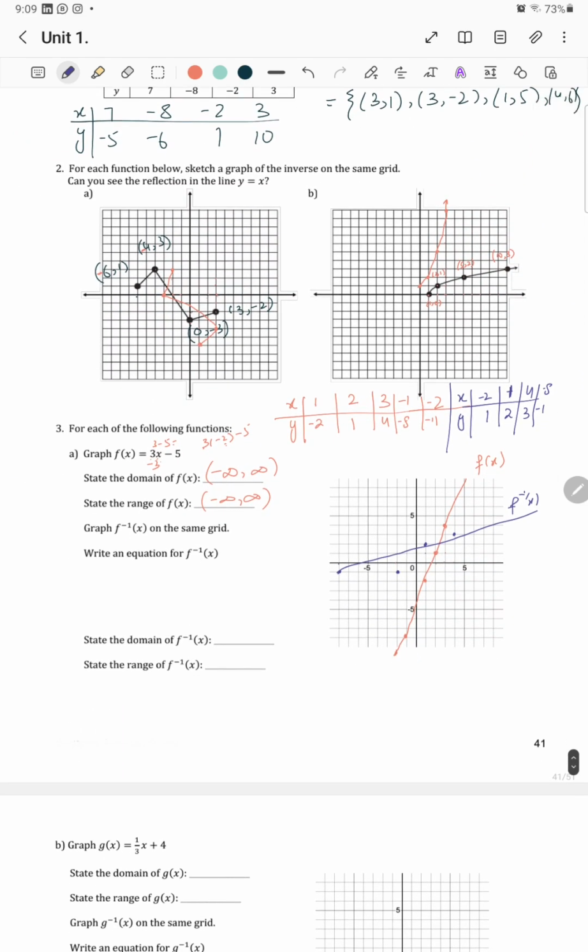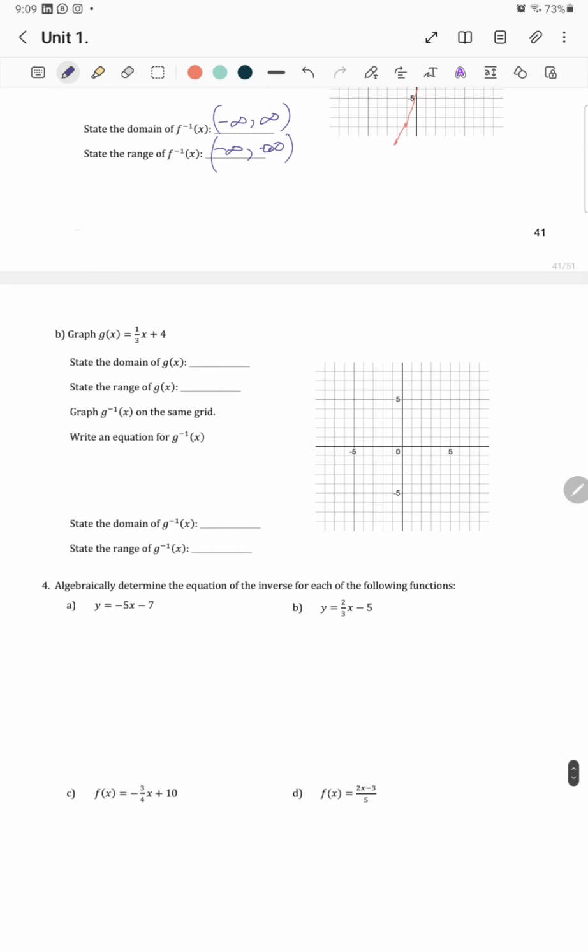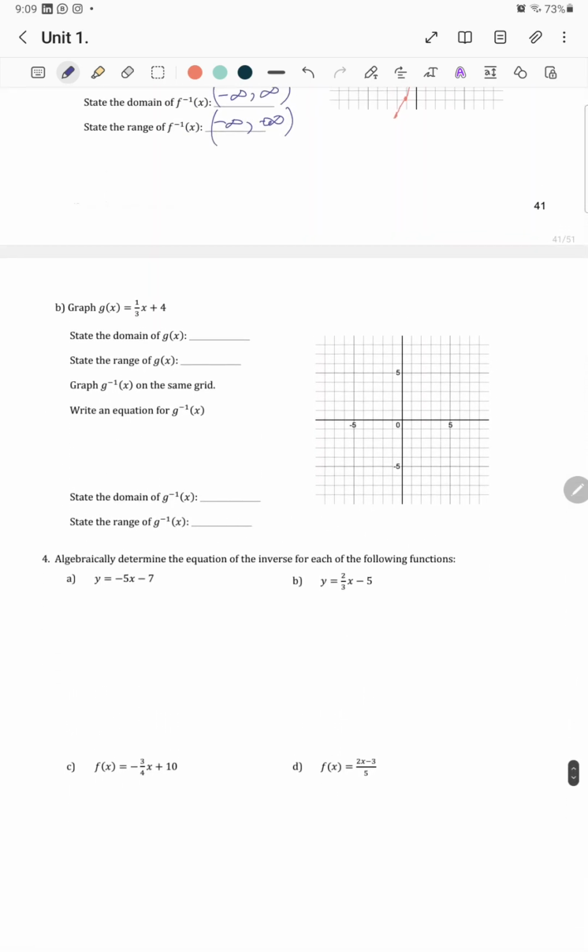State the domain of f inverse x. So f inverse x is also moving from minus infinity to plus infinity, and the range will again be from minus infinity to plus infinity. Graph g of x is equal to 1 by 3 x plus 4.